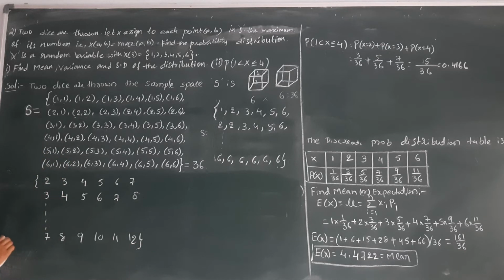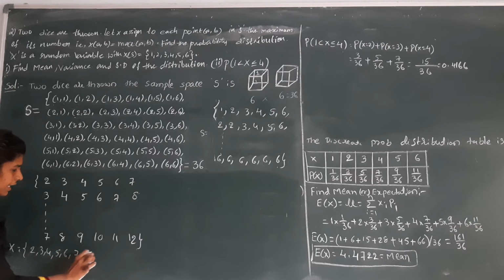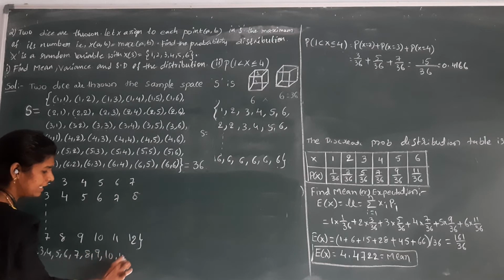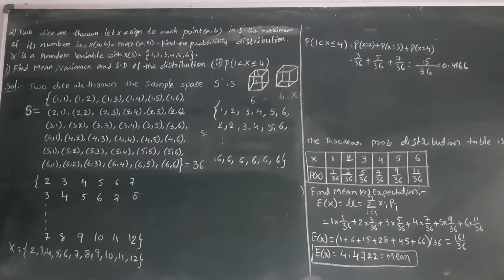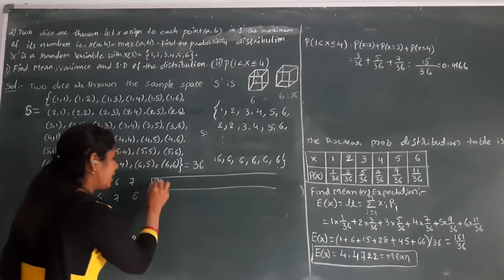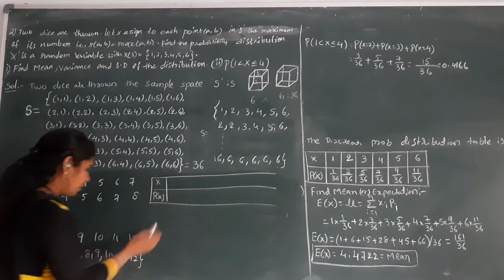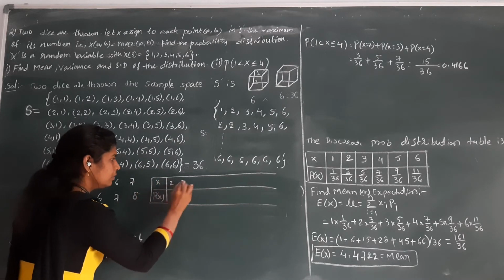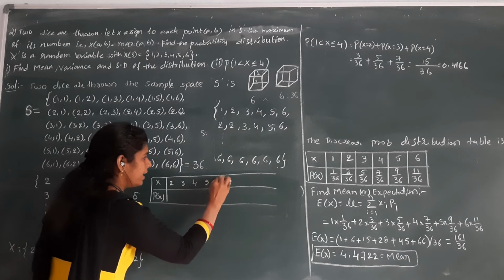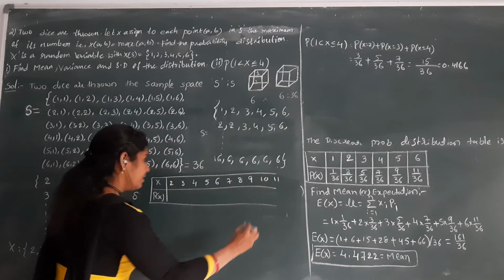So what are the maximum x values? 2, 3, 4, 5, 6, 7, 8, 9, 10, 11, 12 are the x values. So by using this one, we can find out the distribution table. Distribution table means first we have to find out the x values, next we have to find out the corresponding probabilities. Now what are the different x values? 2, 3, 4, 5, 6, 7, 8, 9, 10, 11, and the last one is 12.